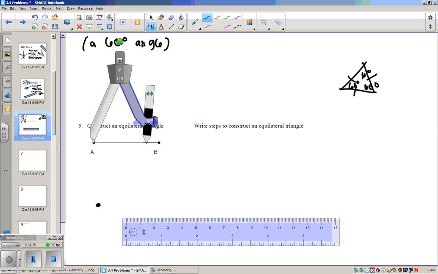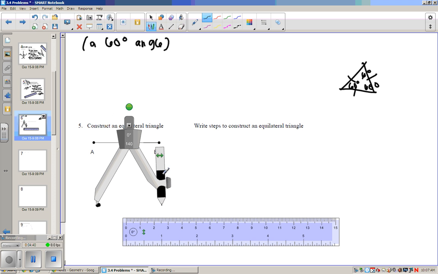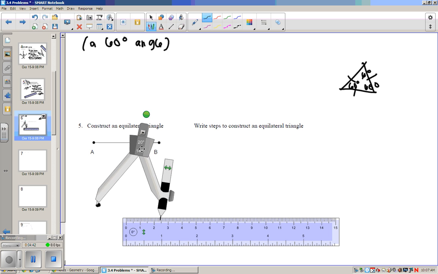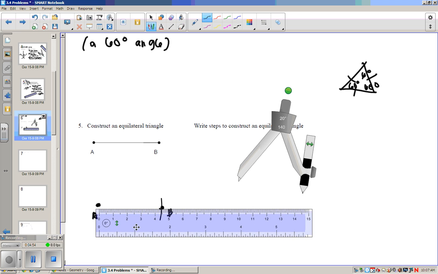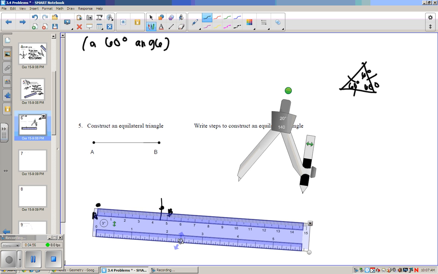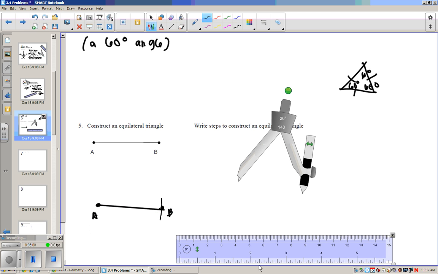So take your compass and measure the length of AB. And go down to your new origin point and make an arc. And for this first one, we can pick any point on that arc to be our B. So I'm going to pick that point. So this is our A, here's our B. Use your straight edge and connect the dots. All right, so we have the start to our triangle here.